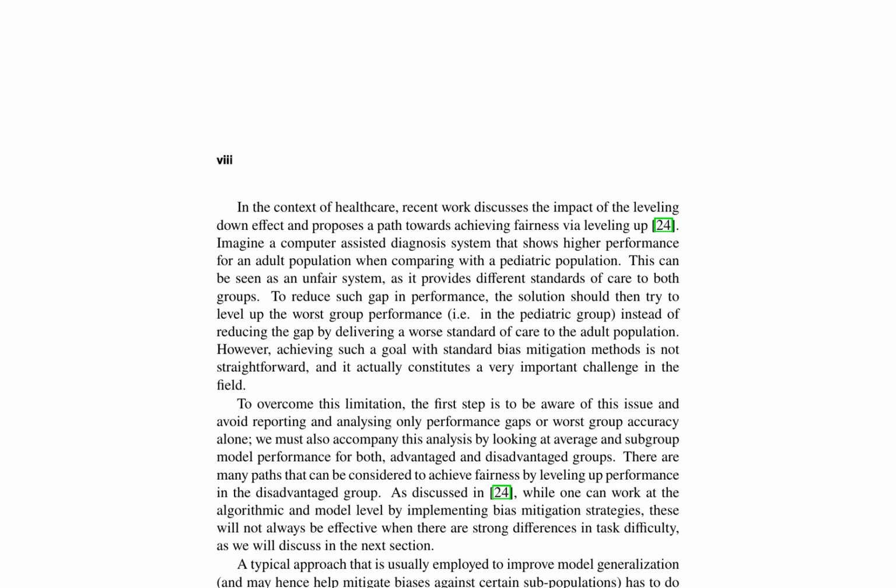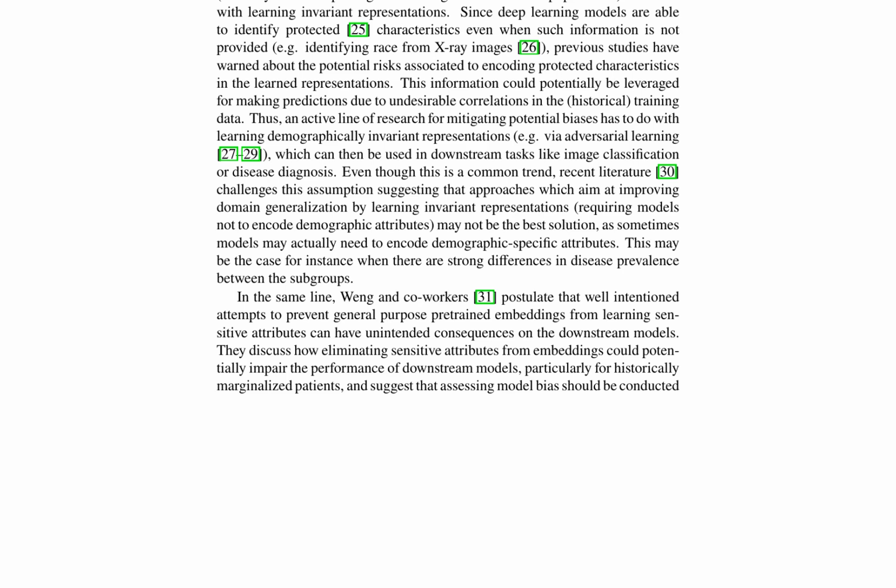Achieving fairness through leveling up is challenging, and standard bias mitigation methods are insufficient. It is crucial to report and analyze not only performance gaps or worst group accuracy but also average and subgroup model performance for both advantaged and disadvantaged groups. One approach to improve model generalization and mitigate biases is learning invariant representations. Deep learning models can identify protected characteristics, even when not provided, leading to undesirable correlations in the training data. Researchers have explored learning demographically invariant representations, such as through adversarial learning, to prevent encoding protected characteristics.